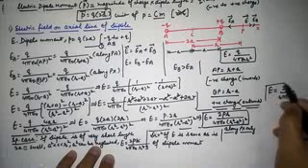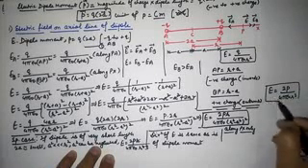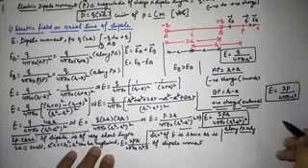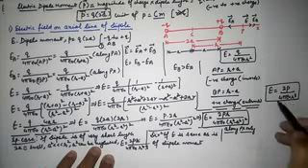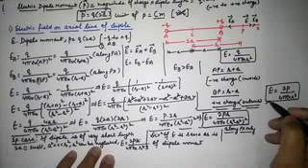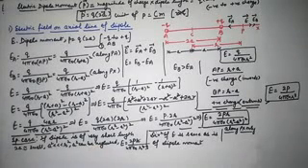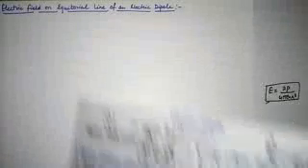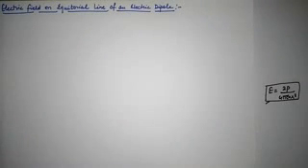This is the electric field at any point on the axial line of a dipole due to a short dipole. It means if the dipole is of very short length, then this is the expression for the electric field on the axial line of the dipole. Okay. Now we will derive the expression for the electric field on the equatorial line of a dipole.